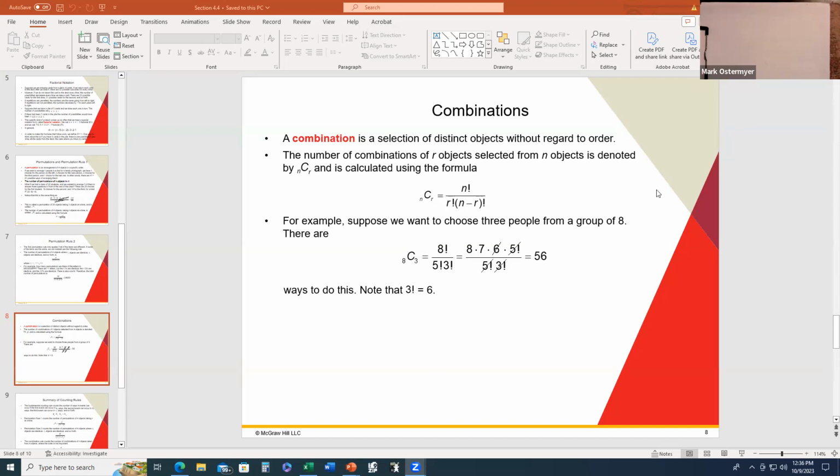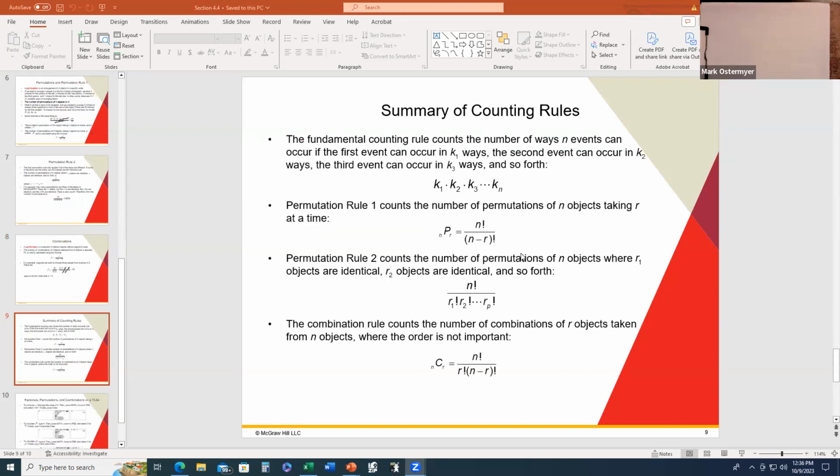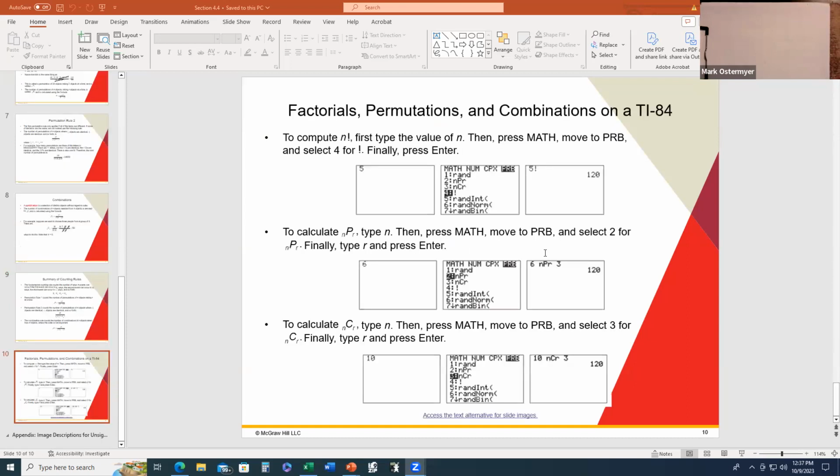And we discovered also on our calculator we have an nCr function, so we don't have to use the factorial notation when computing combinations. So this basically summarizes all of the counting rules that we've investigated in section 4.4: the fundamental counting principle, permutation where all elements are unique, then a permutation rule where we have duplicate elements, and a combination function where order does not matter. And again, on our calculator, we were able to find these functions with no problem.